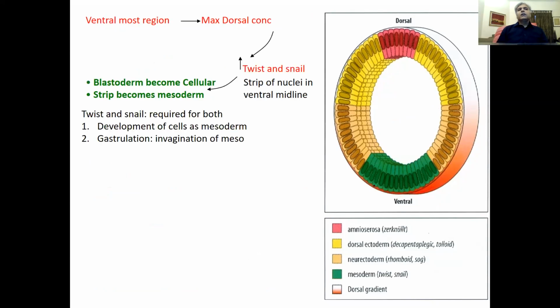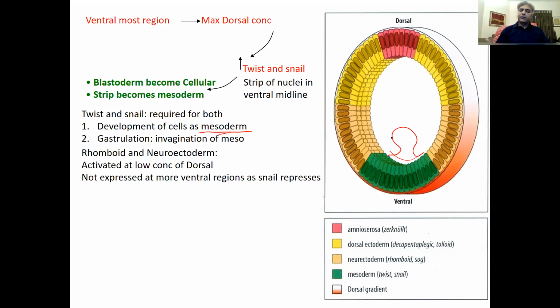Now, twist and snail, they both are required for mesoderm formation. So as soon as dorsal moves in, a high concentration of dorsal activates twist and snail, and that determines the fate of mesoderm for this strip of cells. That also coincides with the onset of gastrulation, where you remember these mesodermal cells start invaginating like this. Okay, all these events are happening at the same time.